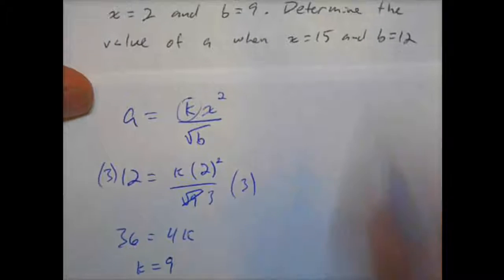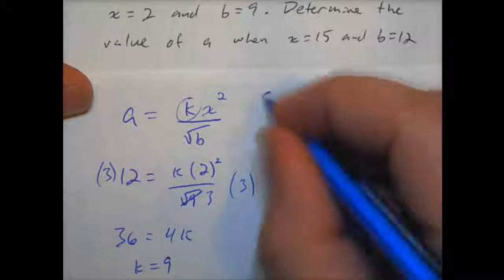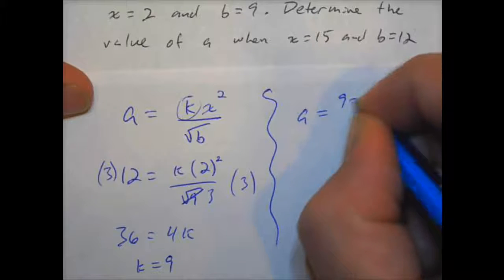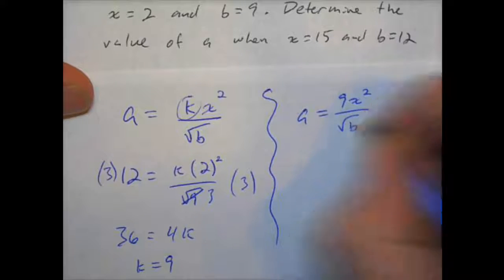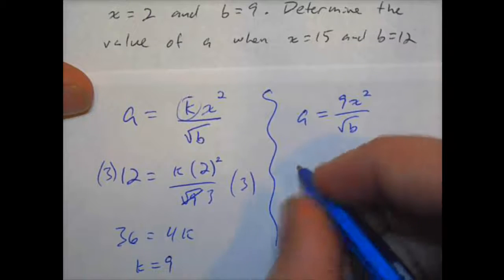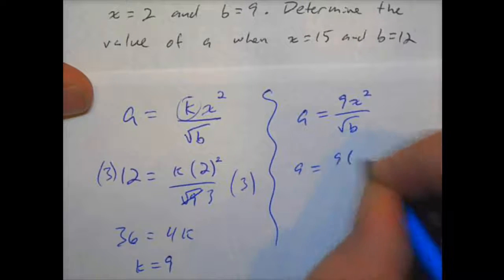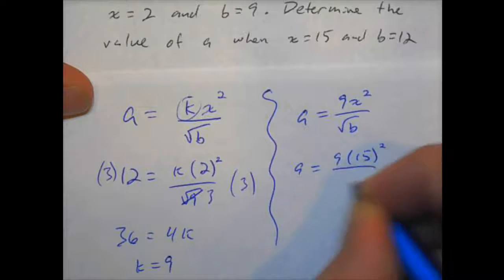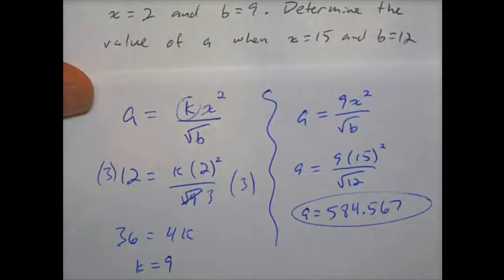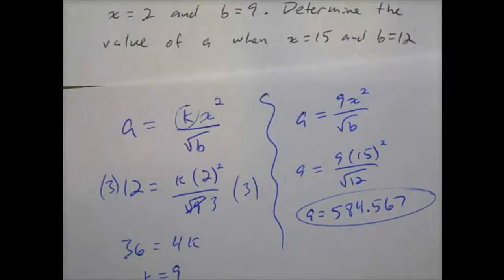And then it says determine the value of a when x is 15 and b is 12. So my equation, since k was 9, is 9x squared over the square root of b. Now I need to plug in 15 for x and 12 for b. So I have 9 times 15 squared divided by the square root of 12. Type that in your calculator and you will get that a is 584.567.